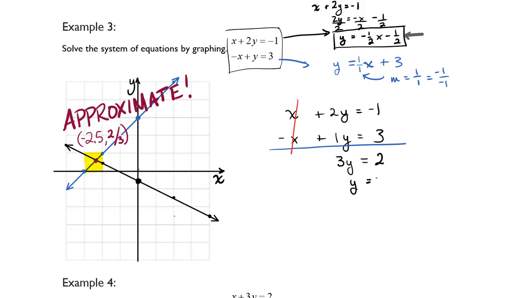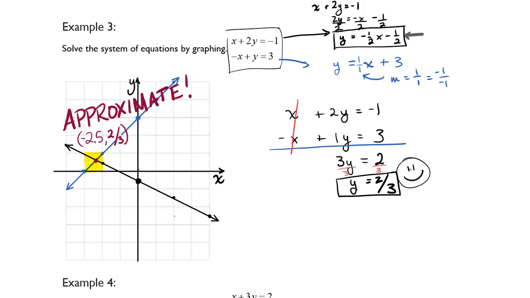So if I solve for y by dividing both sides by 3, I get 2/3. Hey, look at that. Y equals 2/3. That's what I guessed it was. I was guessing somewhere right around 2/3. So this is awesome because it backs up my guess. My guess was accurate, and now the math has shown that that's true. Once I have one of these values, I can just use it to find the other unknown, which is the x-coordinate.